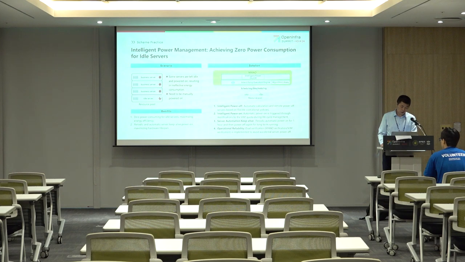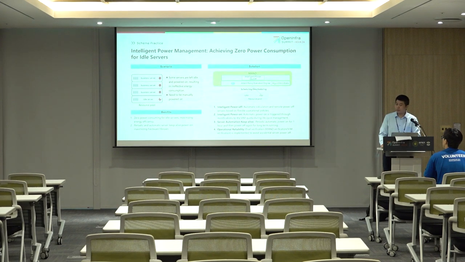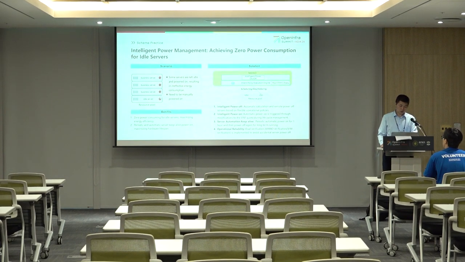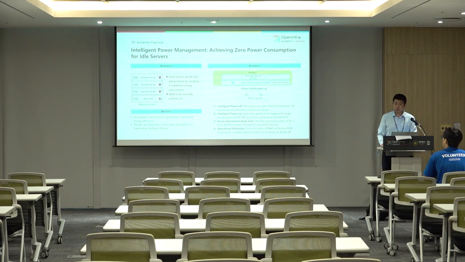After power off, if the traffic comes back, we need to power on also. This is power off and power on. And also, for long-time running, we need to ensure the server can still be in a normal state. It can come back. So this one will also do some periodic automatic power on testing. It will power on for 1 hour and then power off, to ensure that in case we need it, it can come back.